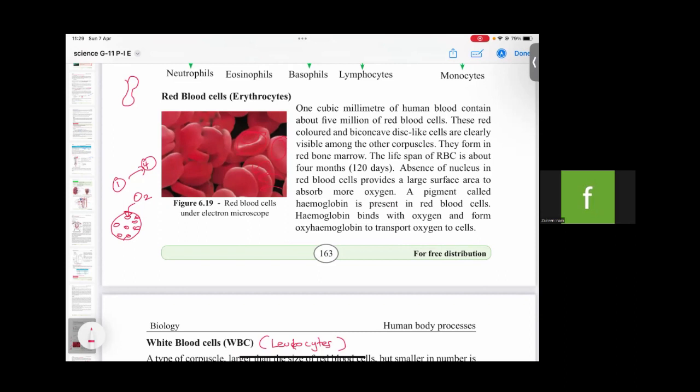And also there's a pigment called hemoglobin inside the red blood cell, and that is the one that gives red color to the blood. The hemoglobin will bind very nicely with oxygen, and it is known as oxyhemoglobin, and it will transfer oxygen to the cells. This is where the problem comes with carbon monoxide, which won't allow the oxygen to bind to hemoglobin, but rather it will bind to it.